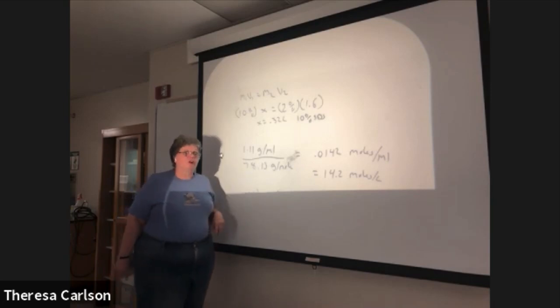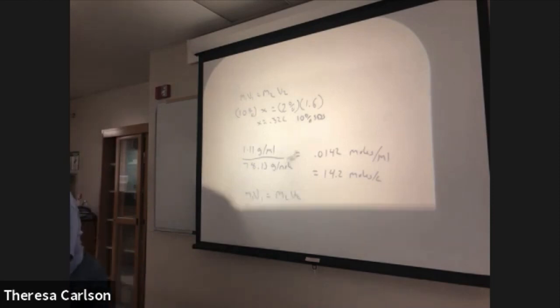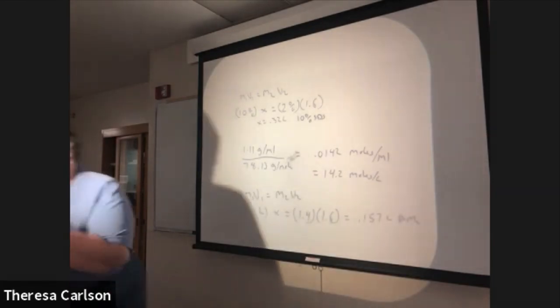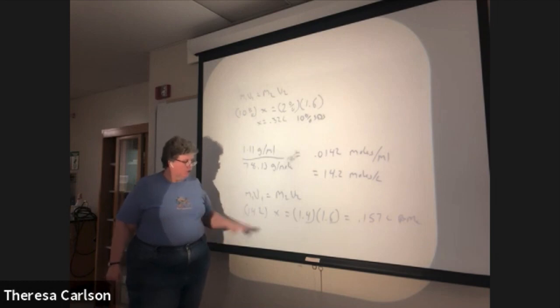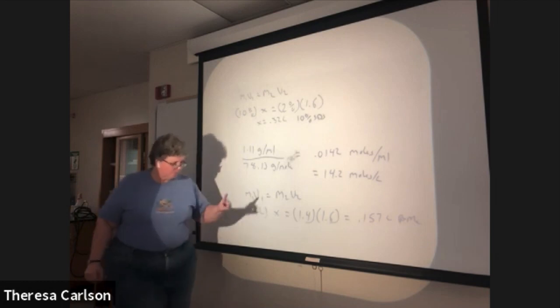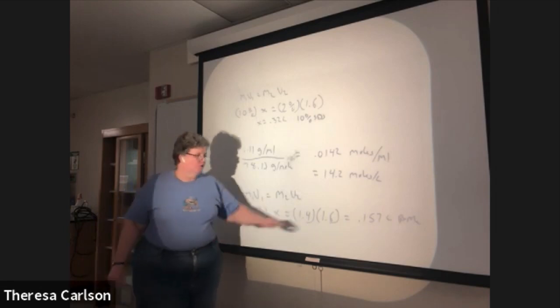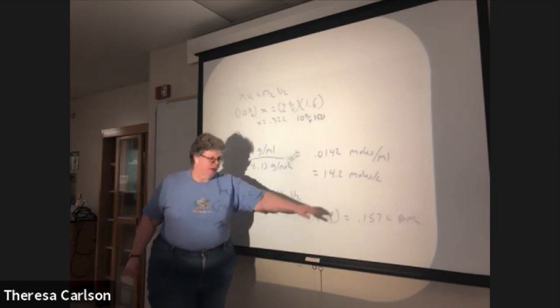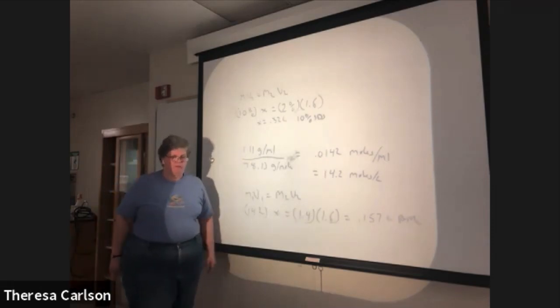So now that you have all those units out of the way, now you can just use it as a straight dilution problem. So that straight dilution problem then becomes, you're starting with 14.2 molar. You don't know how much of it you need, but you know that you want to end up with 1.4 molar and 1.6 liters of it. So you need to add 0.157 liters of beta-mercaptoethanol.